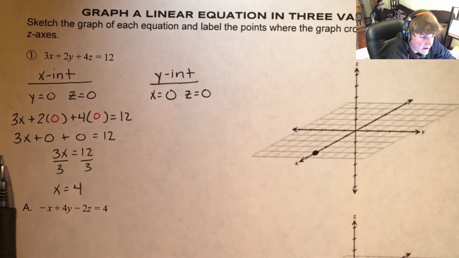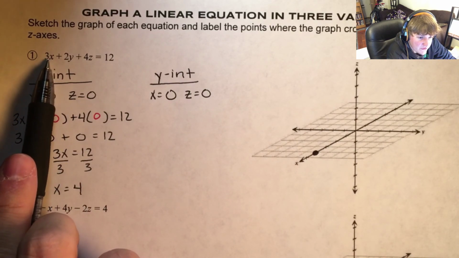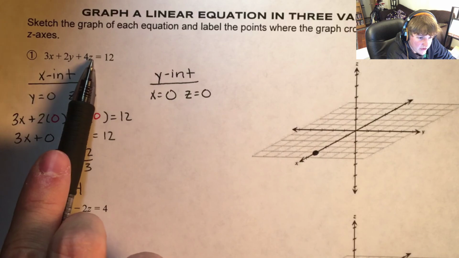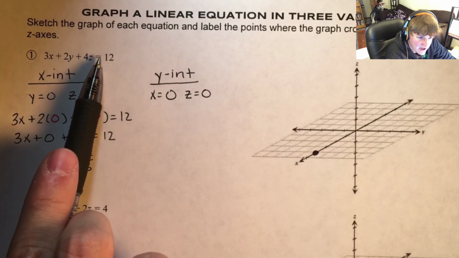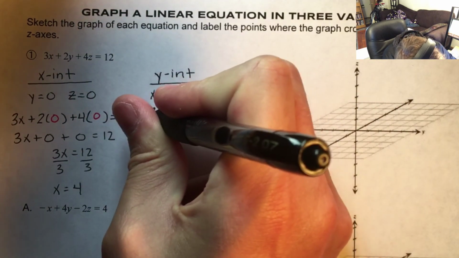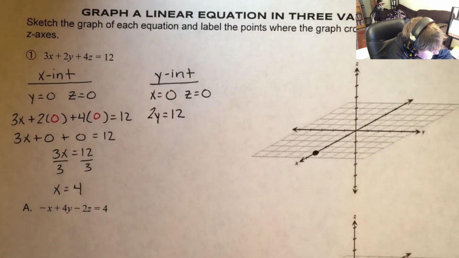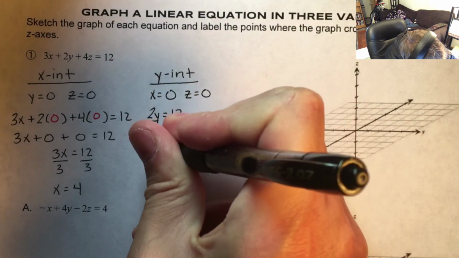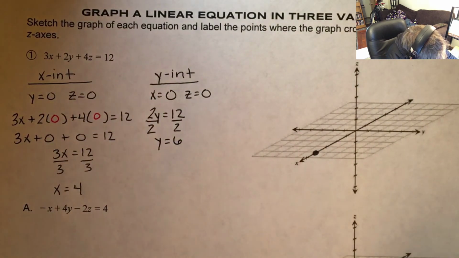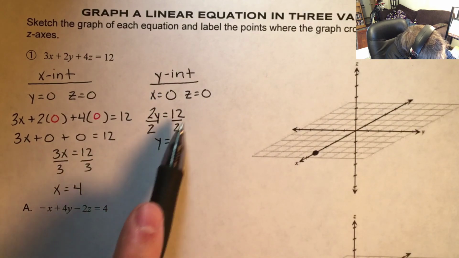I would prefer accuracy. So basically what I can say is I don't have to write this anymore because I know this is going to be 0. And I don't have to write this anymore because I know this is going to be equal to 0. So my equation is just 2y is equal to 12. Then I just need to solve for y. So y is going to be equal to 6. Now I have the ordered pair 0, 6, 0.